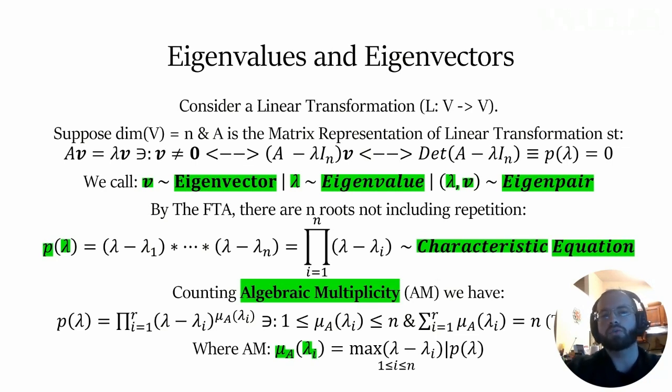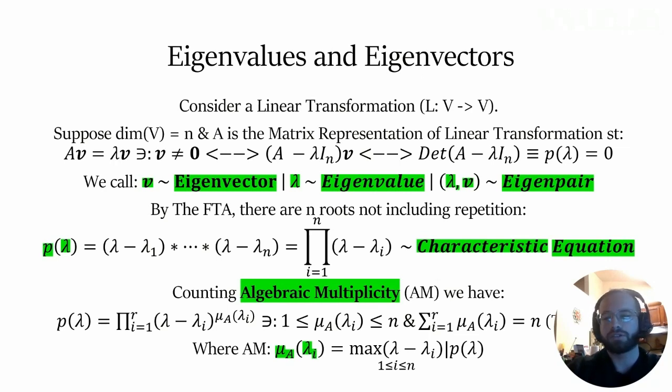Okay, so if v is a non-zero vector, then the determinant of A minus lambda times the n by n identity matrix must be 0. The reason why is because A minus lambda times the n by n identity is singular, right? Okay, so when we solve for this determinant and set it equal to 0, we obtain something referred to as the characteristic equation, represented by p of lambda. Now, by the fundamental theorem of algebra, this polynomial is of degree n and has up to n complex roots, not including repetition. So some of these roots could be repeated.